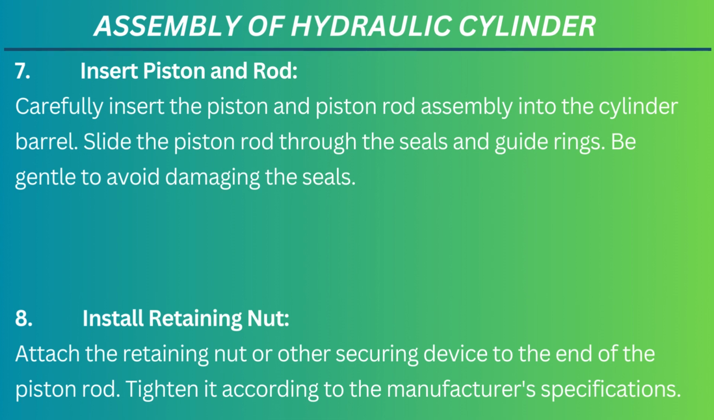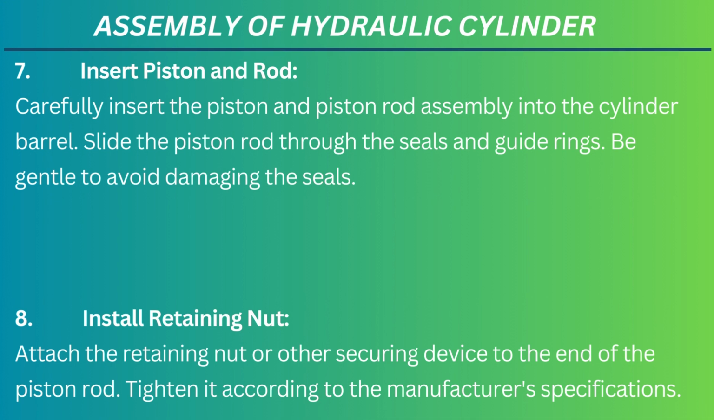7. Insert piston and rod. Carefully insert the piston and piston rod assembly into the cylinder barrel. Slide the piston rod through the seals and guide rings. Be gentle to avoid damaging the seals.